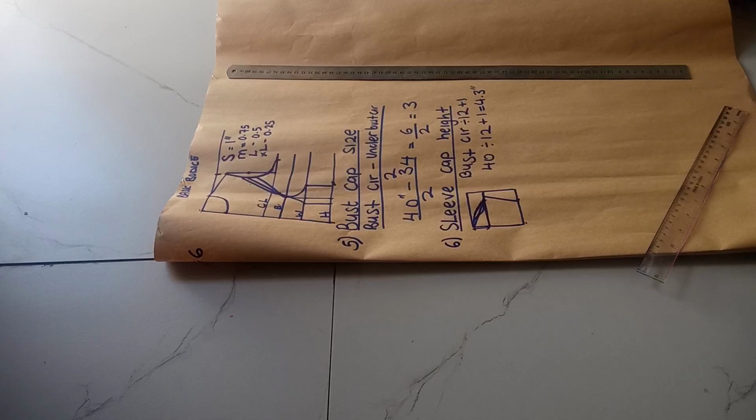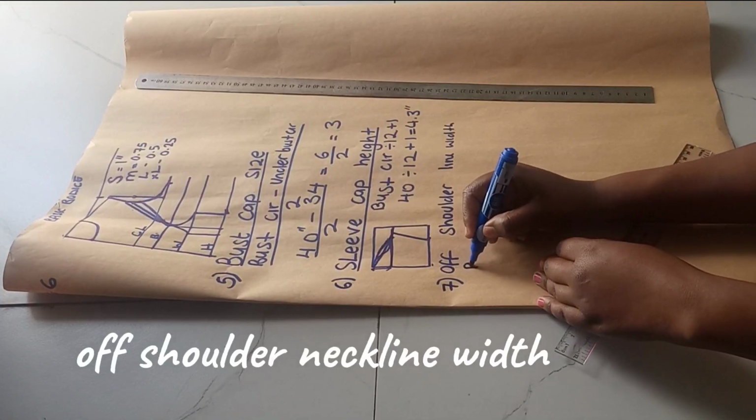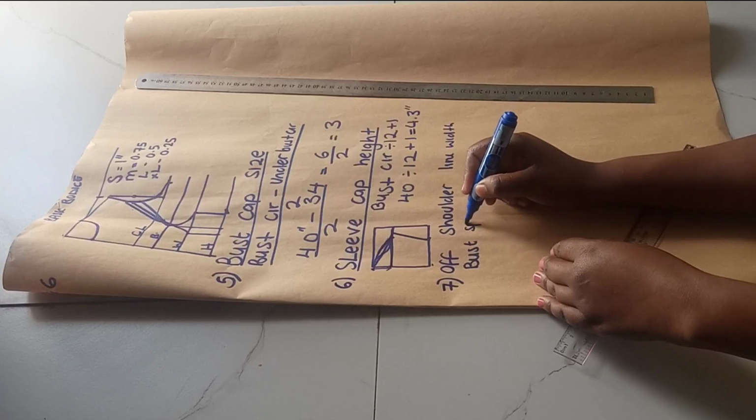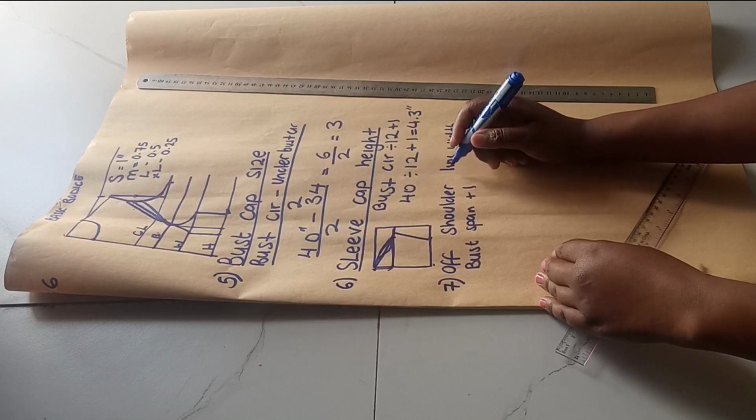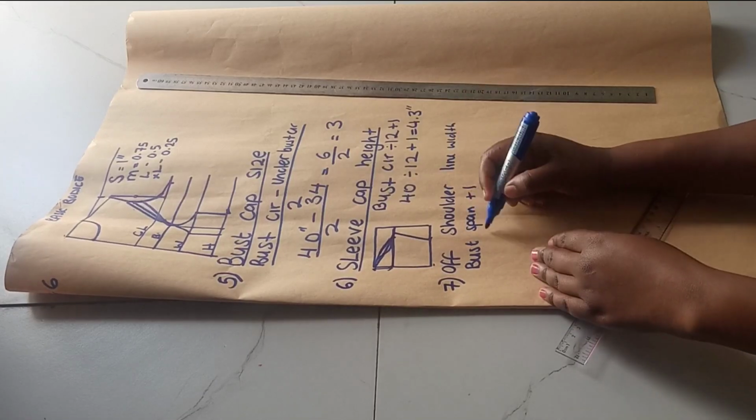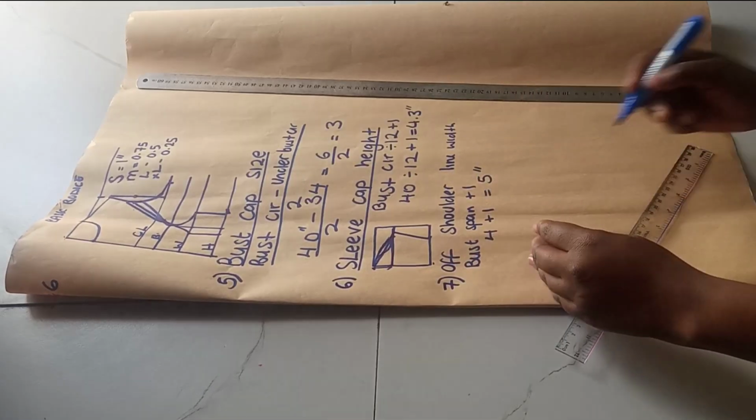And you're done with the sleeve cap height. Then we move to our off-shoulder neckline width. So to get this, we need our bust span measurement plus 1 inch. So our bust span was 4 plus 1, which gives us 5 inches.